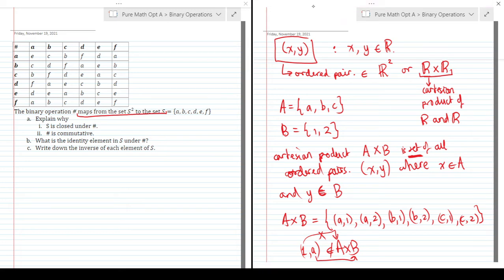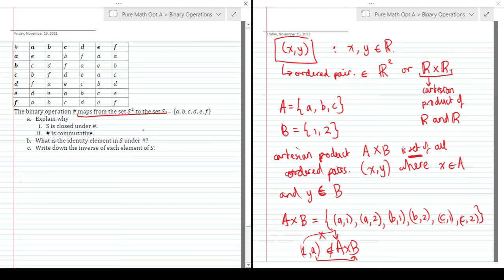Now that I've explained what that notation means, I'm going to delete everything I have on the right hand side. So when they say it maps from the set S squared, it takes all of the ordered pairs where the first element belongs in the set S, and the second element also belongs in the set S. It takes that ordered pair and maps it onto elements that belong to the set S. That's what that notation means. It maps from S squared to S.